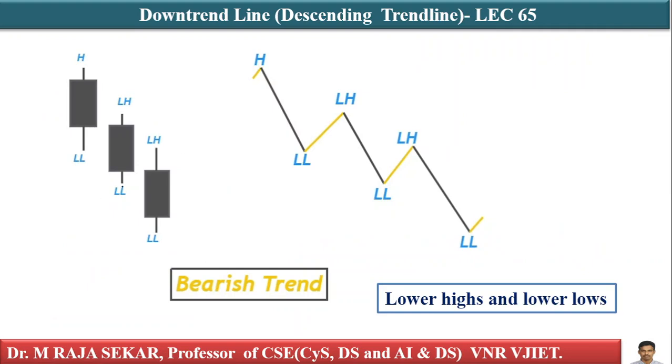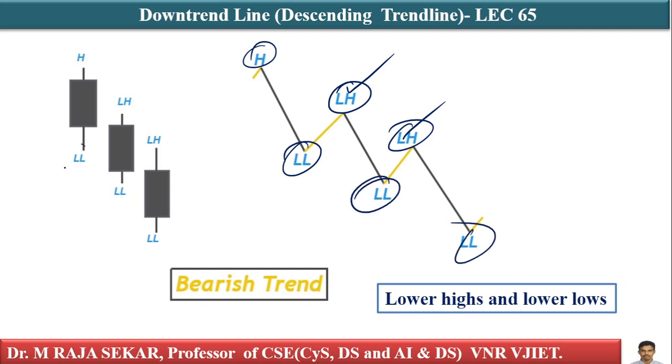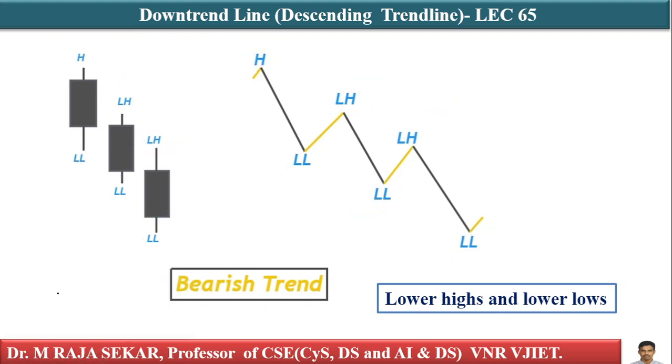This is a bearish trend. This is a high, lower highs, lower highs. This is lower highs and lower lows. This is lower highs, this is lower highs. This one is lower lows, lower lows, lower lows. That's what it says. This one is lower highs, lower highs. What is this trend? This particular trend is known as a bearish trend.